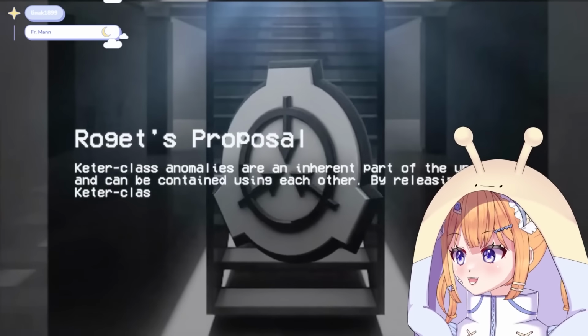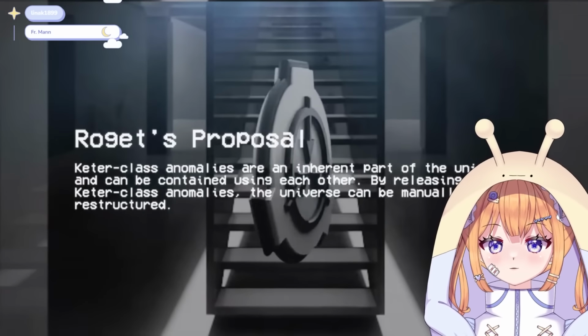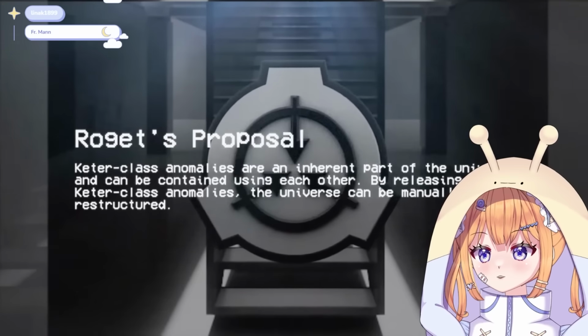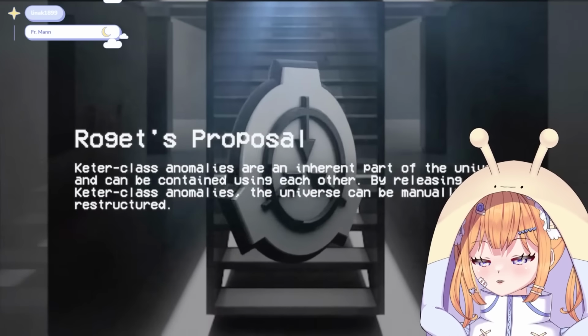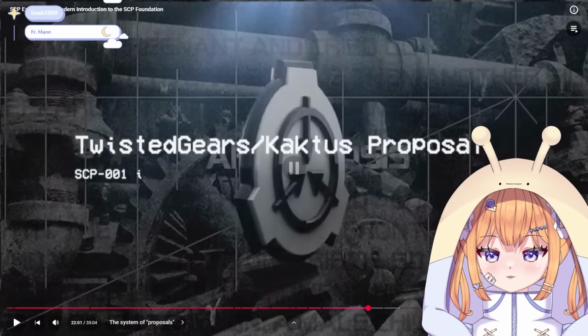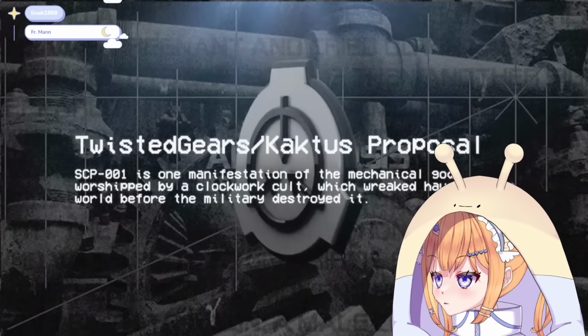Number 4, Rogit's proposal. Keter-class anomalies are an inherent part of the universe and can be contained using each other. By releasing all Keter-class anomalies, the universe can be manually restructured. Oh my goodness. It sounds like it could go wrong though. It could go very wrong. Number 5, Twisted Gear's Cactus proposal.